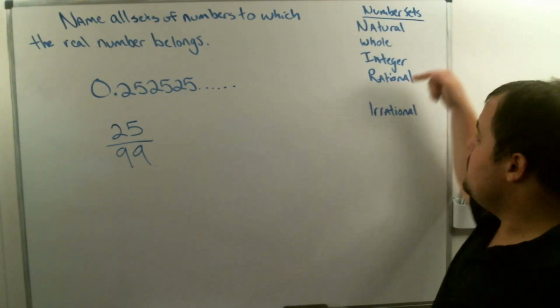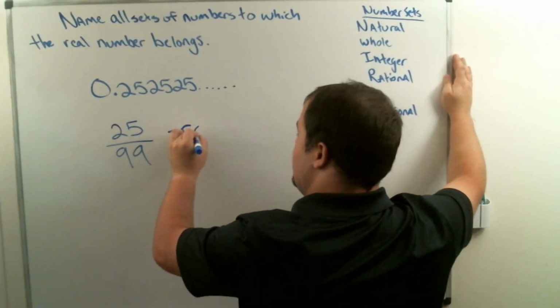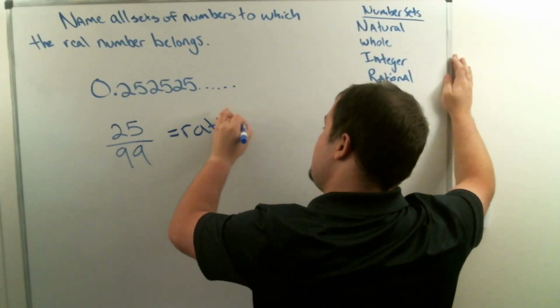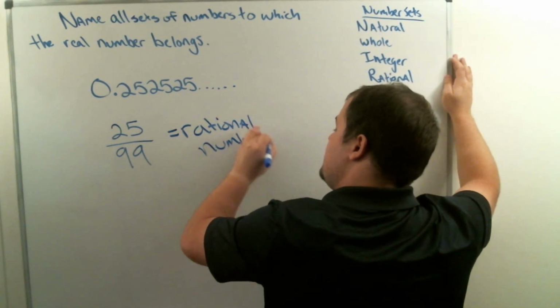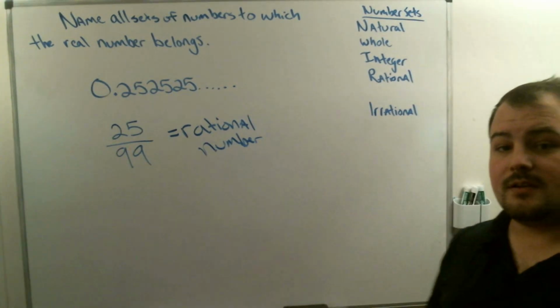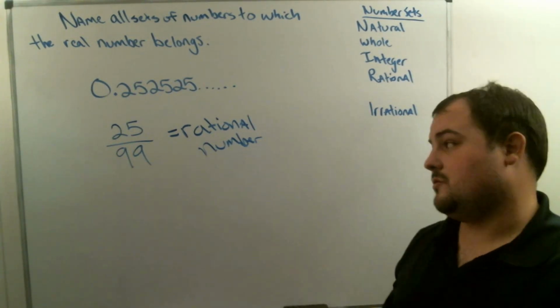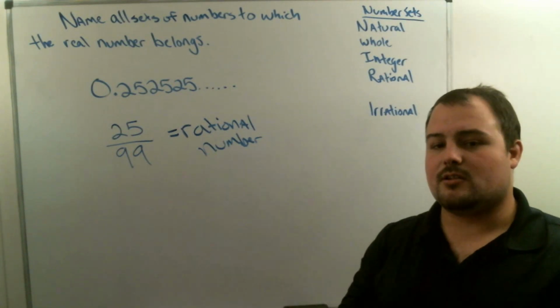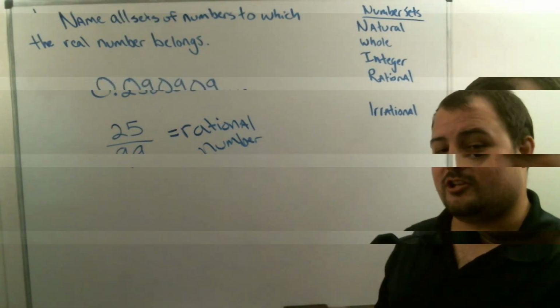It does not fall into integer, whole number, or natural. So this means that it's a rational number. We could write it as a fraction. So the only classification for this one is a rational number. It is not irrational because irrational means we can't write it as a fraction. We've already written it as a fraction. So the one number set that this falls into is rational number.